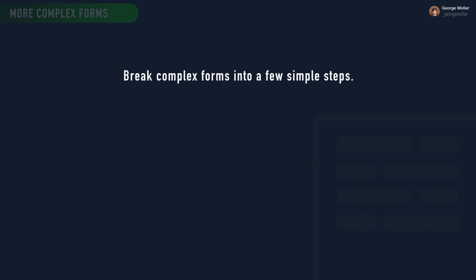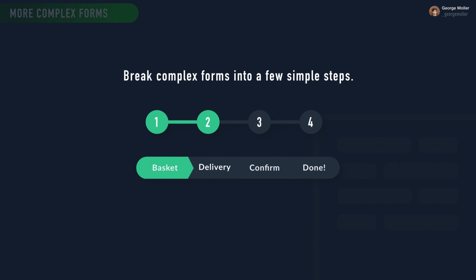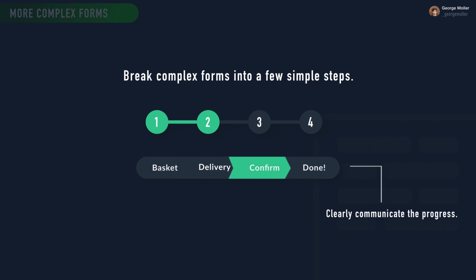If the form is too complex, consider breaking it down in a few simple steps. Each step and progress should be clearly communicated to the user with a progress bar and a step name, like you can see in this example. Try minimizing the ability to navigate outside of the wizard so users can focus on the form.